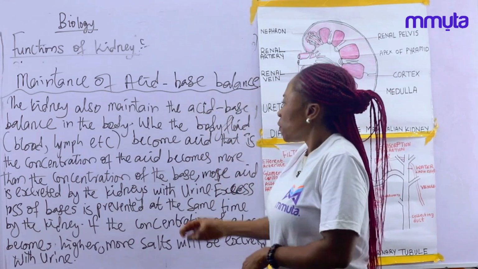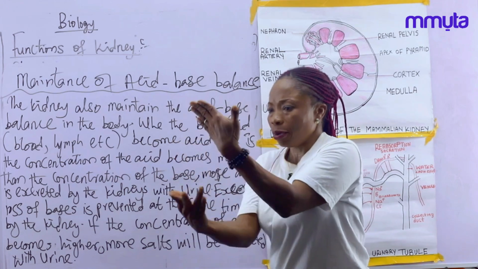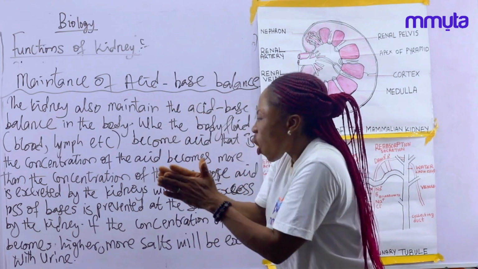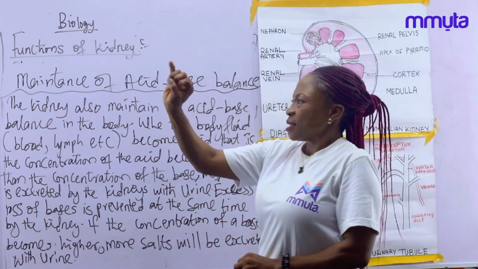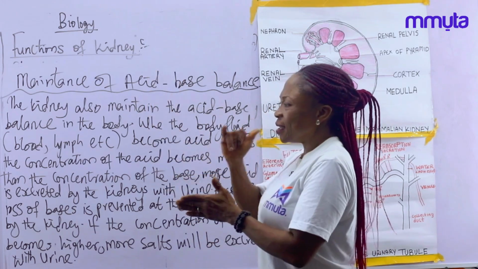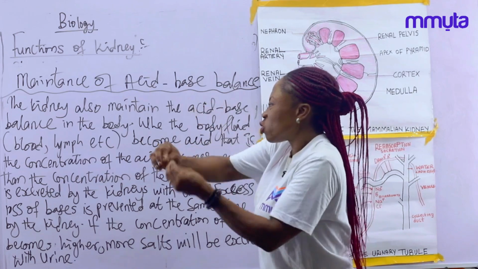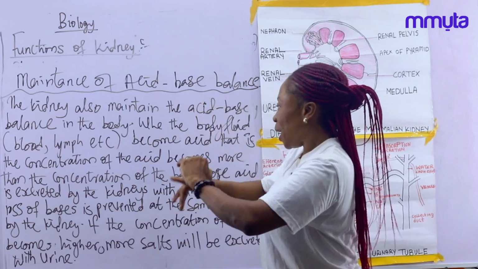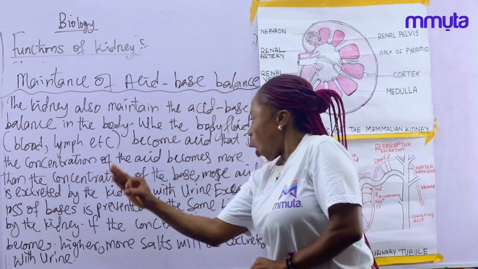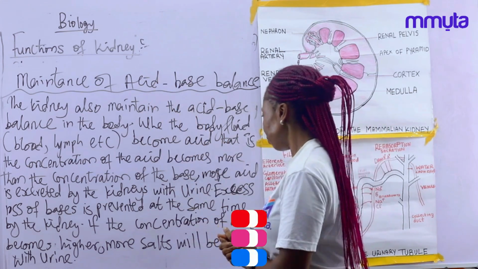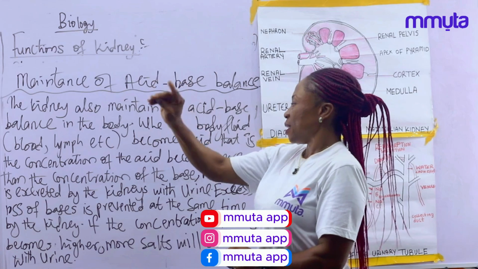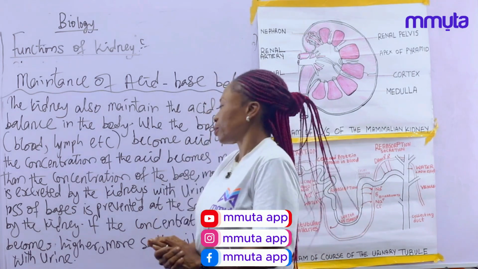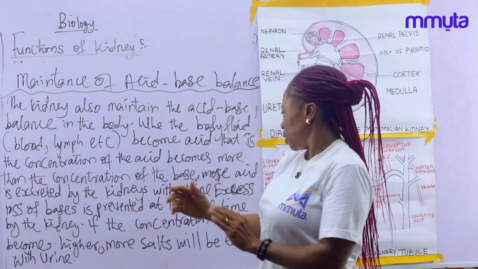When the body fluid, for example blood and lymph, becomes more acidic, that is, more concentration of the acid than the concentration of the base, more acid is excreted by the kidney with urine.